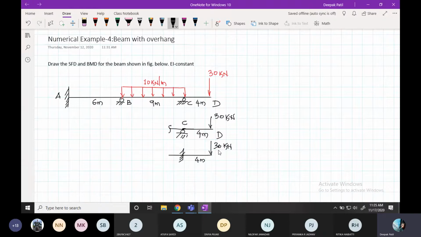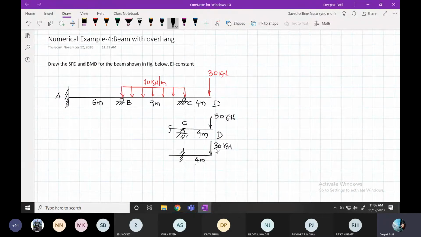Once you do that, what is the moment caused by the 30 kilonewton at this point? Can anybody tell me? How will you calculate that? Assume that it is a fixed support. So what is the moment caused by this 30 kilonewton at this point? Yes, anybody? 30 into 4. Yeah, it is simply 30 into 4, which is 120 kilonewton meter.